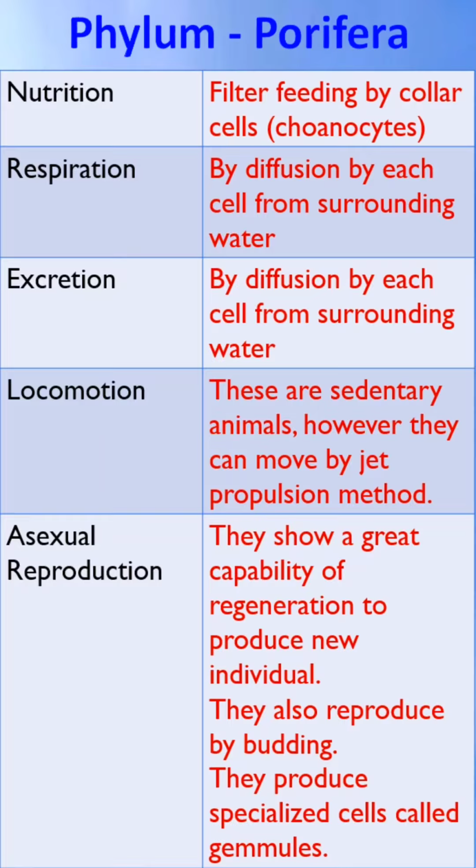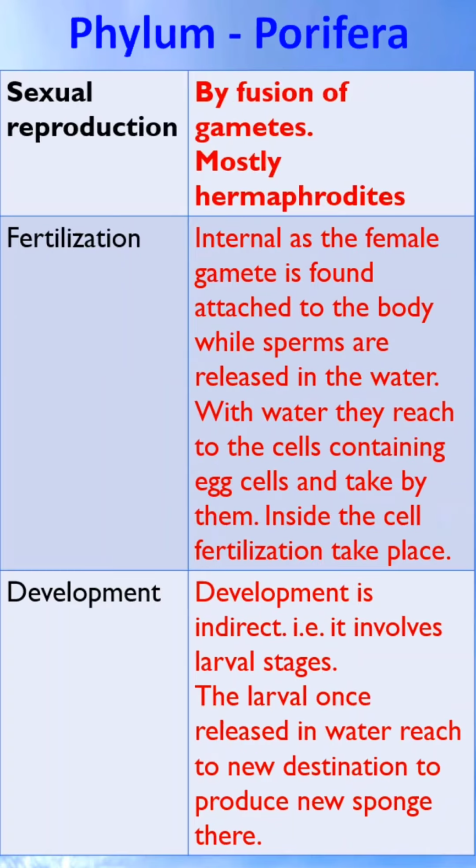Asexual reproduction. This is done either by fragmentation, when the body is broken into two or more parts due to any external force, or they may even show budding. Okay, sexual reproduction by fusion of gametes. So the male and female gametes are formed in the same body, and that is why they are called hermaphrodite. Fertilization is internal because the egg is found attached to the female body, and the sperm has to swim and reach the egg. And then the fertilization will take place.